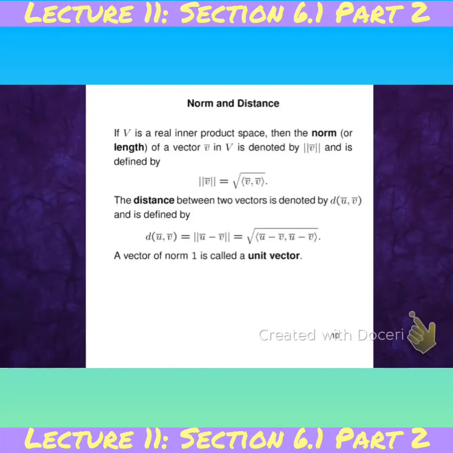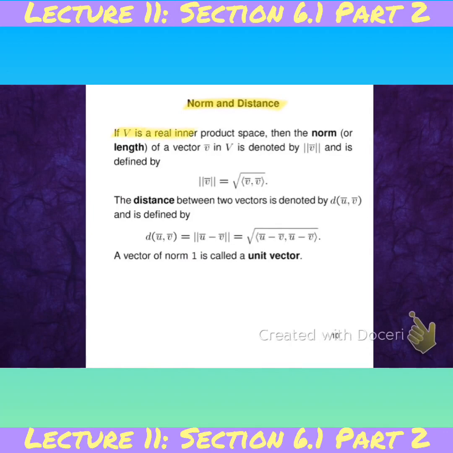Right, so next we've got the concept of norm and distance as it relates to the inner product. We looked at the norm and distance functions previously as they relate to the dot product. So you can do the same for the inner product. In general, you can define norm and distance in terms of inner products.